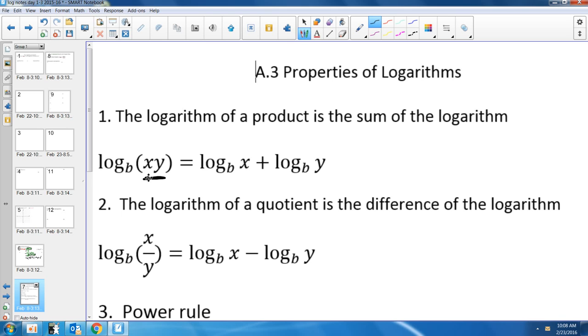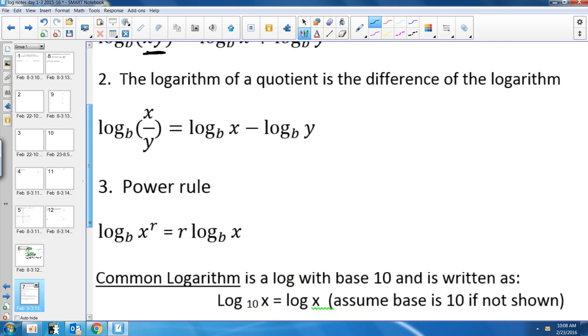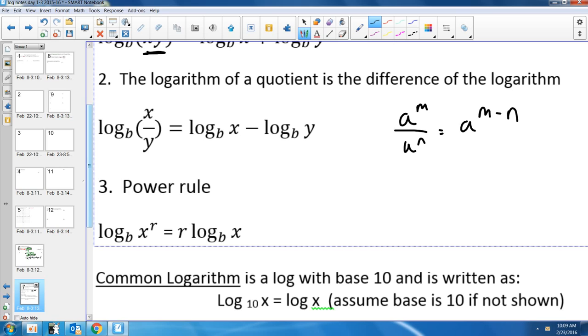The second property is the quotient property, where you in fact subtract the logs. It's just like when you have a power divided by a power, you actually subtract the exponents. You can think about it in terms of exponents: a to the m over a to the n is equal to a to the m minus n. That's the quotient rule for powers. And the one up above it was a to the m times a to the n is equal to a to the m plus n.